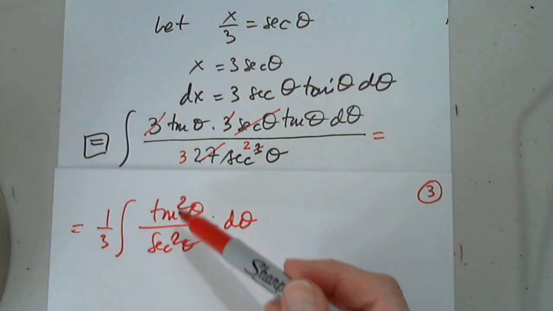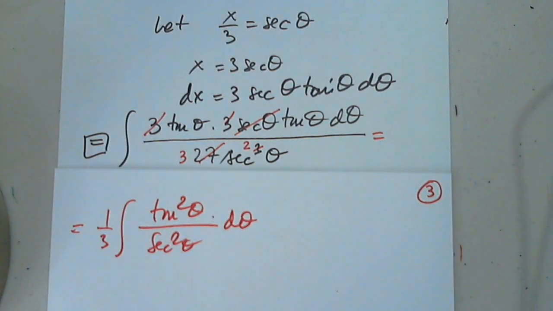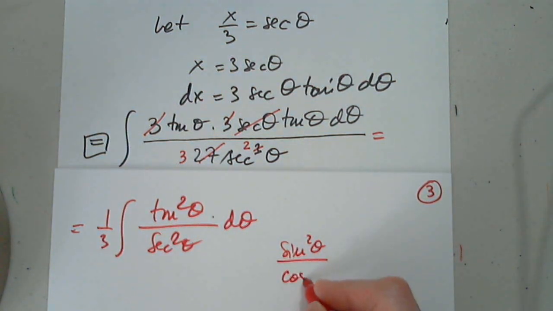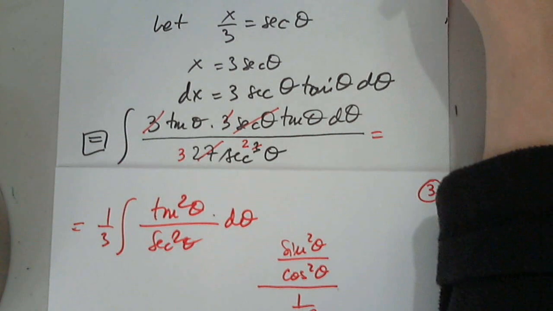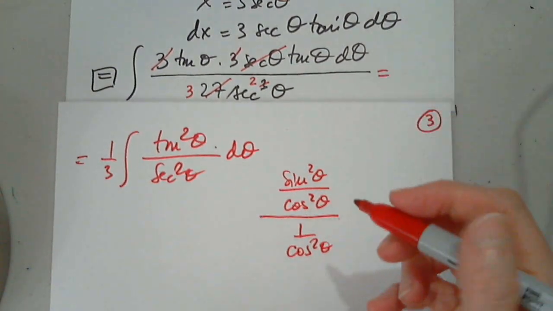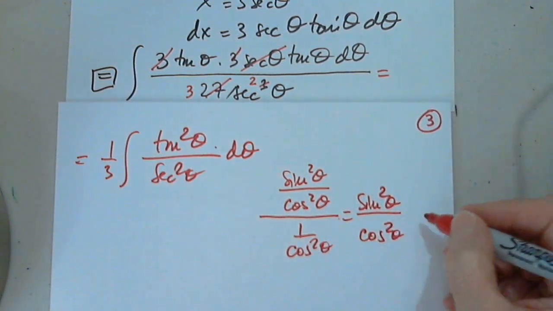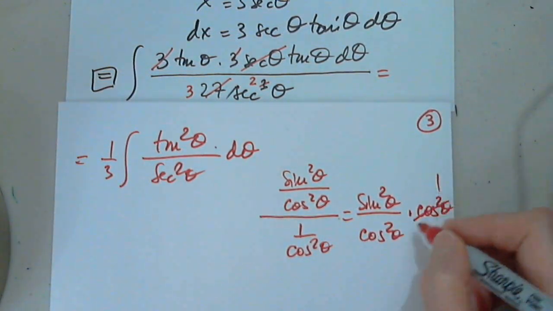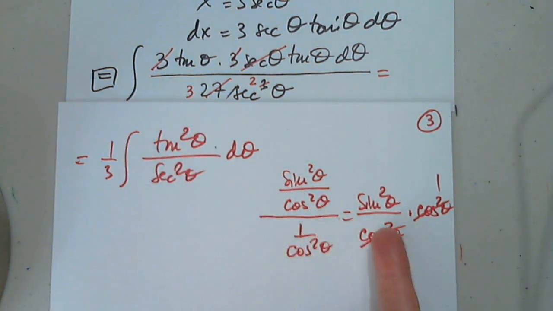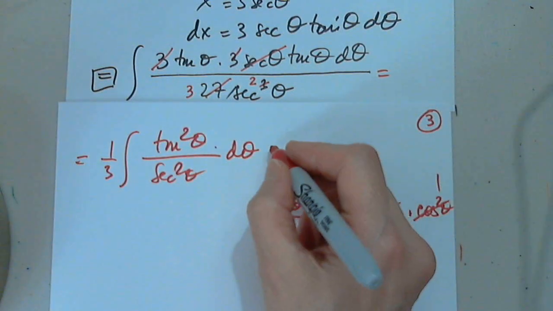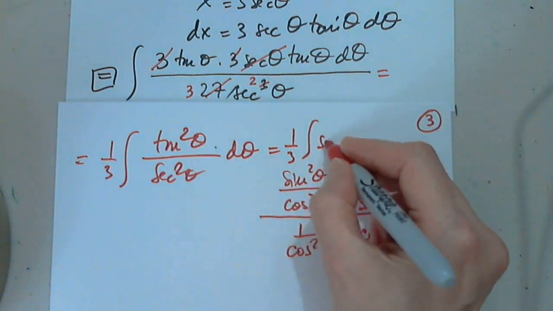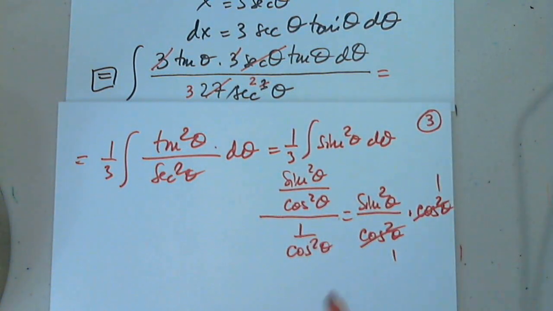So now let's analyze what we have here on the side. Tangent squared is sine squared theta over cosine squared theta, and secant squared is 1 over cosine squared theta. Copy the numerator, flip the denominator. So this whole thing is basically sine squared, nothing else. So this is 1/3, the integral of sine squared theta d theta. Good.